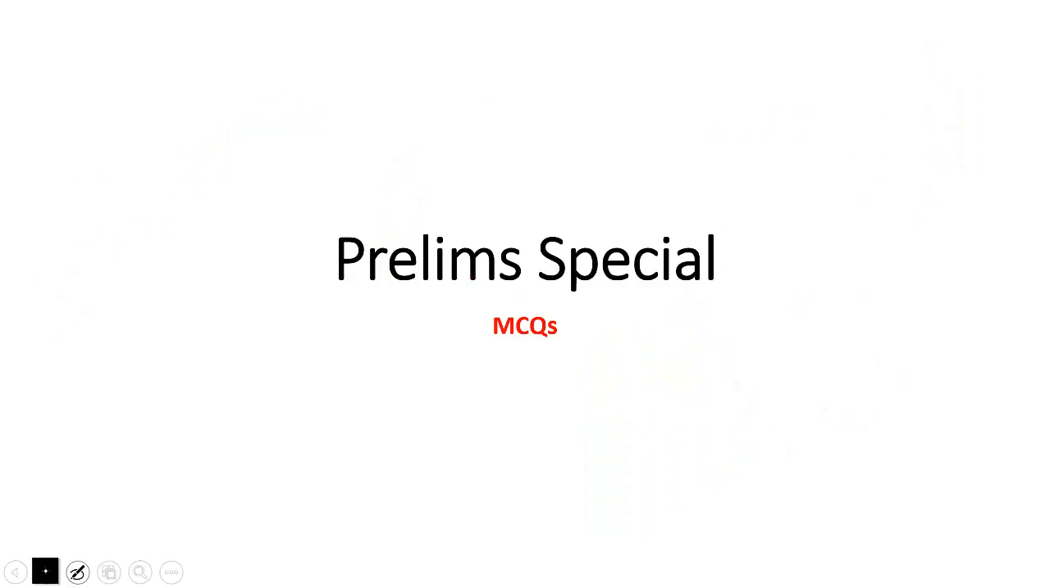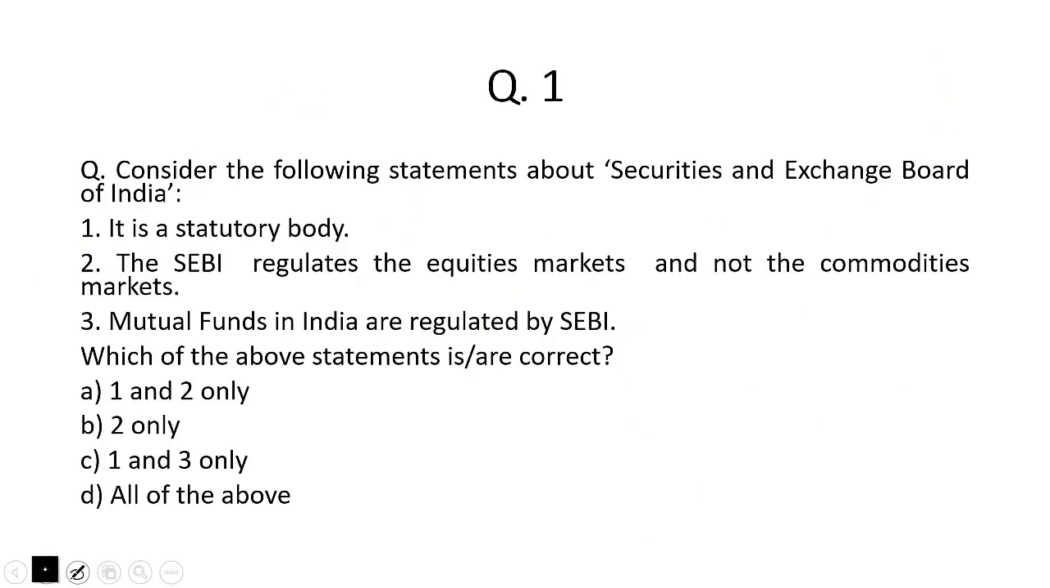Now let's look at some of the prelims-based questions. Number 1. Consider the following statements about SEBI, Securities and Exchange Board of India. It is a statutory body, yes, but initially when it got created in 1988, a government resolution created SEBI. No law was passed for the enactment of the Securities and Exchange Board of India. It was in 1992 that a statutory status was provided to SEBI when the SEBI Act was passed in 1992.